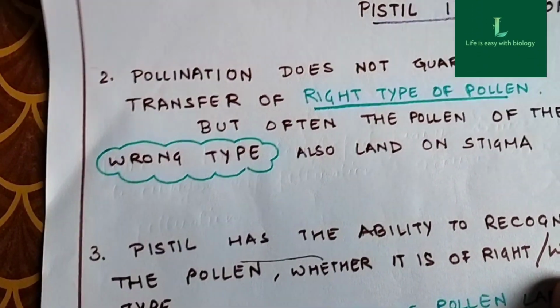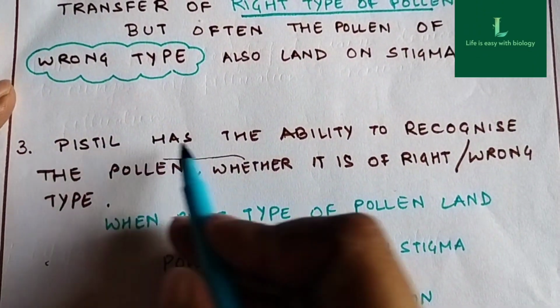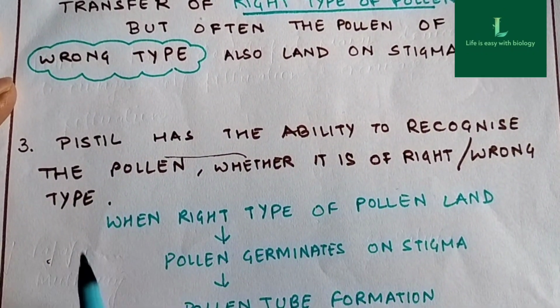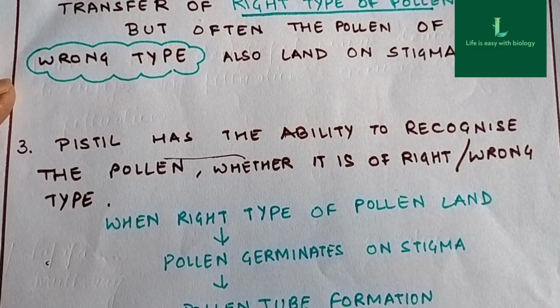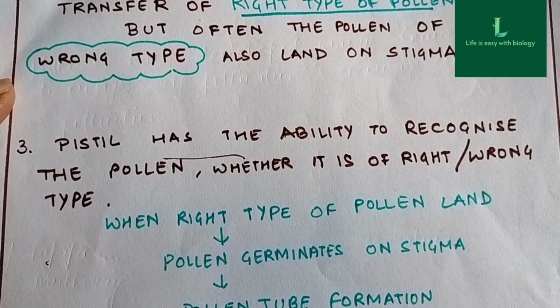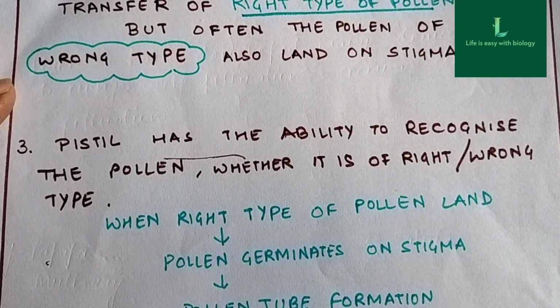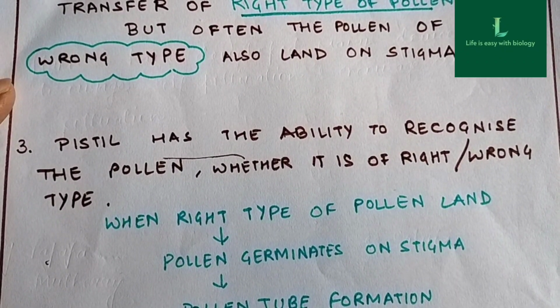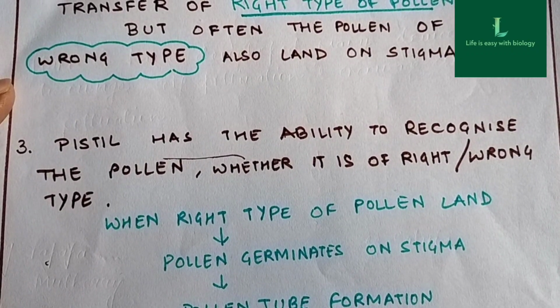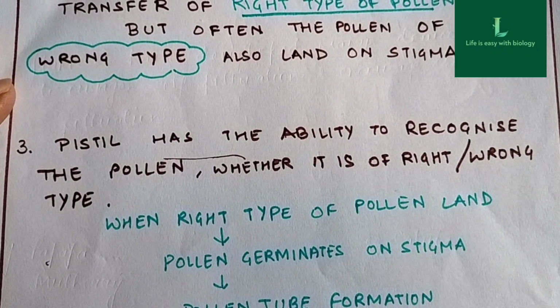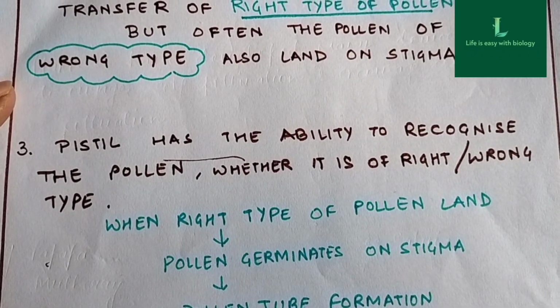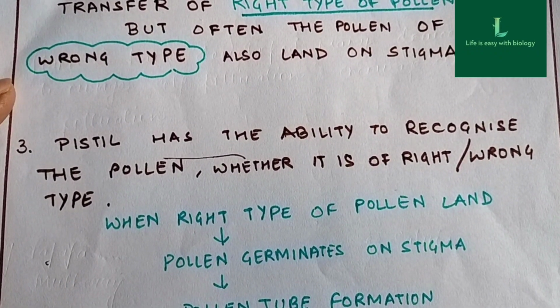Now, see here, the pistil has the ability to recognize the pollen, whether it is of the right type or the wrong type. Whether the pollen grain which has landed on the receptive stigma is compatible or not is decided by the pistil, that is the female reproductive part which comprises the stigma, style and ovary, which we have already discussed in our last videos, right? So it is the pistil which will decide, okay? Ability to recognize. Like you can recognize your friends, you have the potential to choose your friends. There are so many people, some are compatible with someone, some with another.